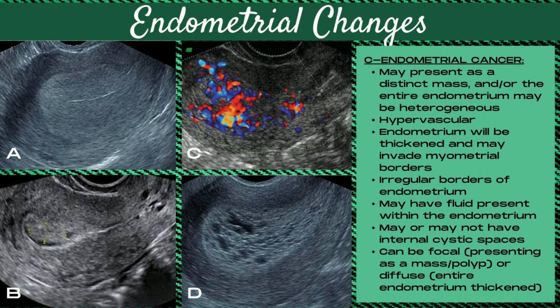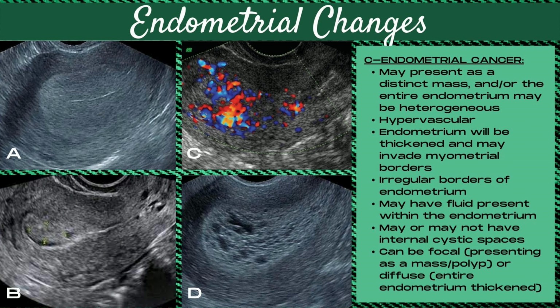You can also have endometrial cancer, and this can present as a distinct mass in the endometrium, and or the entire endometrium itself can be very heterogeneous and cancerous. In this case, the endometrium is going to appear thickened, and it may invade the myometrial borders. So there's going to be irregular borders of the endometrium itself. There's going to be hypervascularity present within the endometrium.